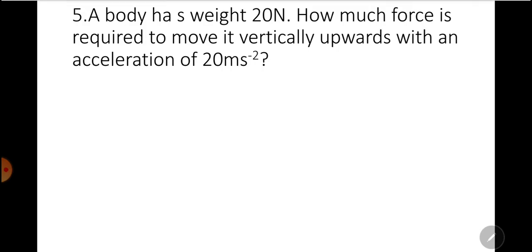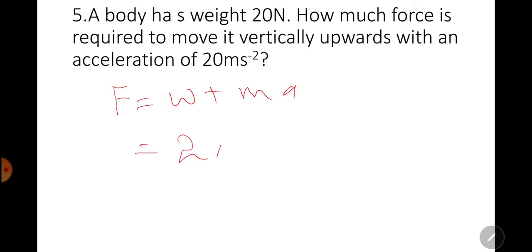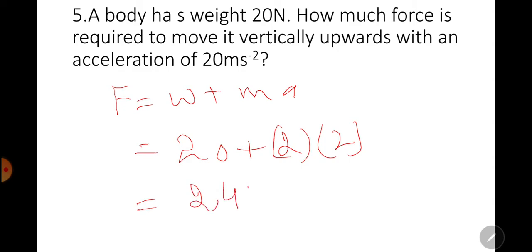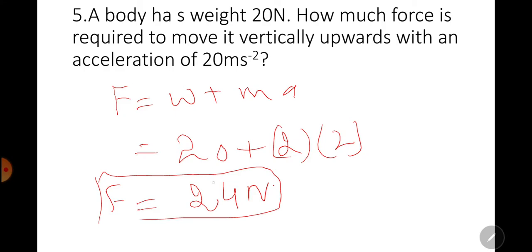Then using the formula, F is equal to W plus ma. W is equal to 20 Newton plus mass is 2, acceleration is 2 meter per second square. Total is equal to 24 Newton. Out of 24, 20 is used to overcome the gravitational force and the rest will produce the acceleration, which is the required condition for the question.